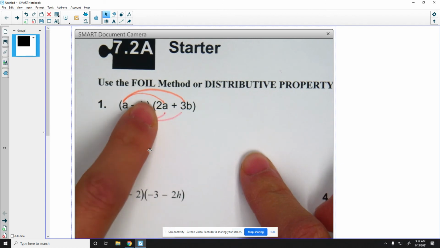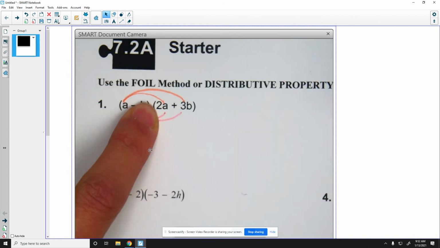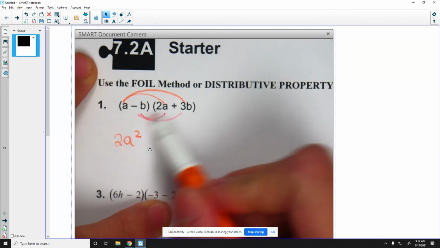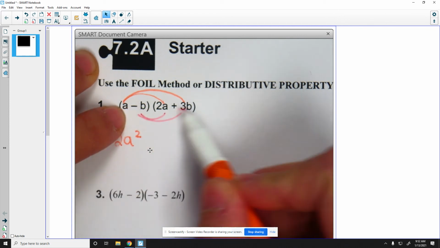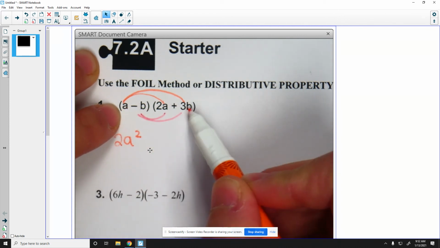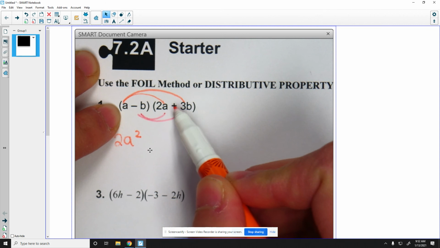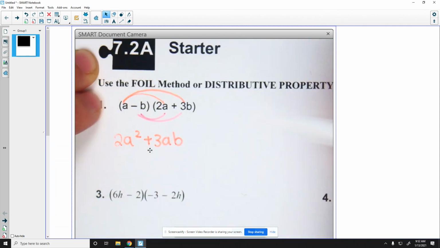So if I take A and I multiply, what's A times 2A? 2A squared, right? Because it's 2A and then to the second power because there's now 2A's. All right, what's A times positive 3B? 3AB, right? You have a 3 and you have an A and a B. It's a positive, so it's a plus, because there was a positive here. So it's plus 3AB.